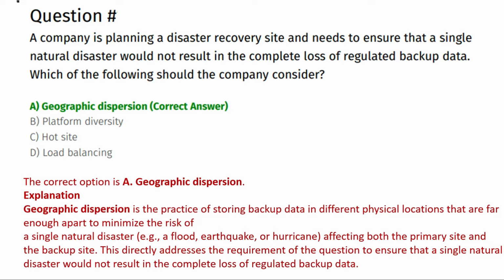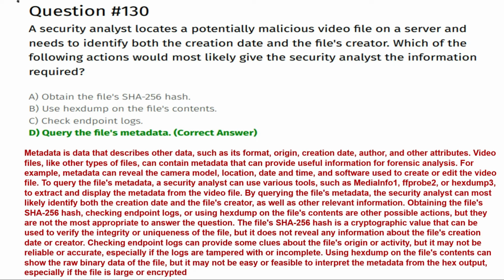Geographic dispersion is the practice of storing backup data in different physical locations that are far enough apart to minimize the risk of a single natural disaster, for example a flood, earthquake, or hurricane, affecting both the primary site and the backup site. This directly addresses the requirement of the question, to ensure that a single natural disaster would not result in the complete loss of regulated backup data. So that's why the correct answer for this question is option A, geographic dispersion. So let's move to the next question.